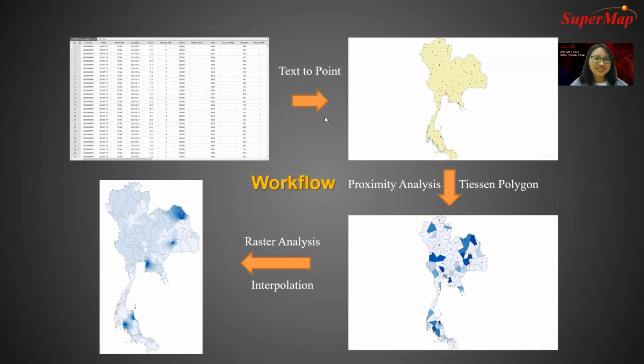So I just introduced the workflow of today's work, so you may first know about what we are going to do today. Firstly, we should create a Thiessen polygon with meteorological data, and then we should create a raster dataset with the meteorological elements by interpolation function.